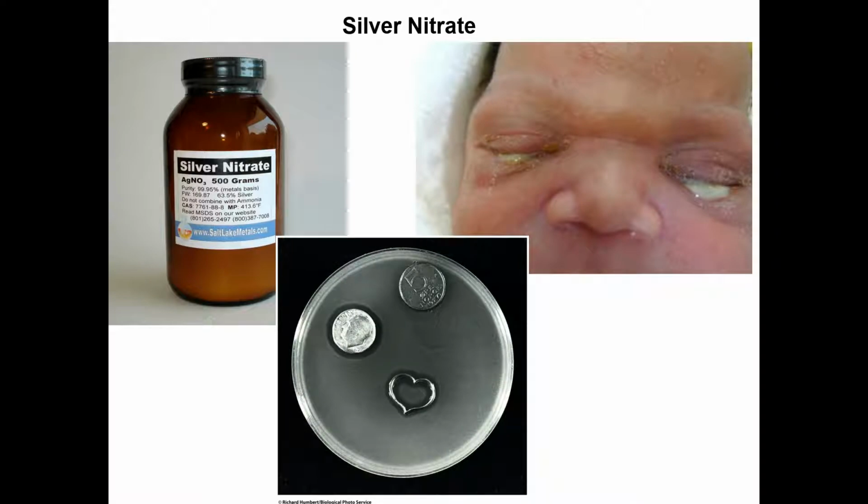Silver nitrate. Alright, so looking at metals. We know that certain metals have antimicrobial properties. Silver nitrate is usually administered to infants whenever they're born.